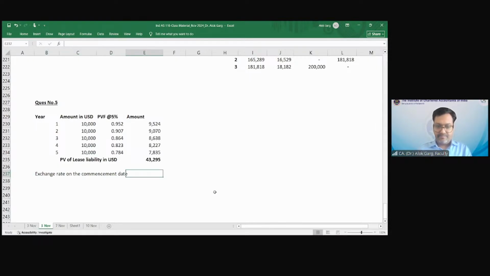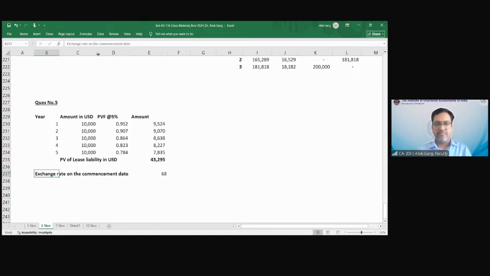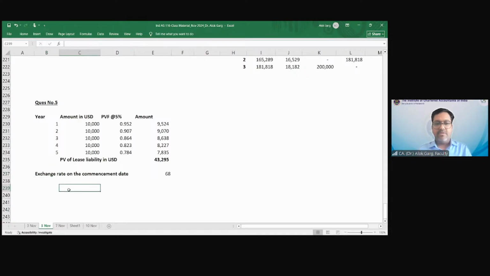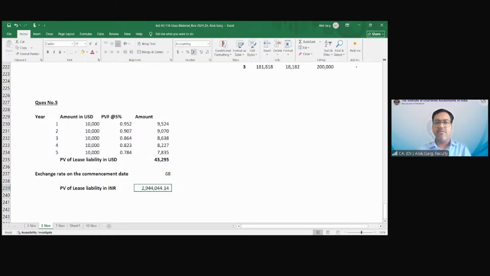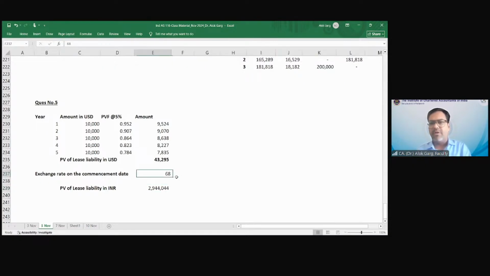68. Exchange rate on the commencement date is 68. Okay. So what is my present value of lease liability in INR? We have to multiply. How much? It is 29 lakhs 44,060, or 44, whatever it may be.